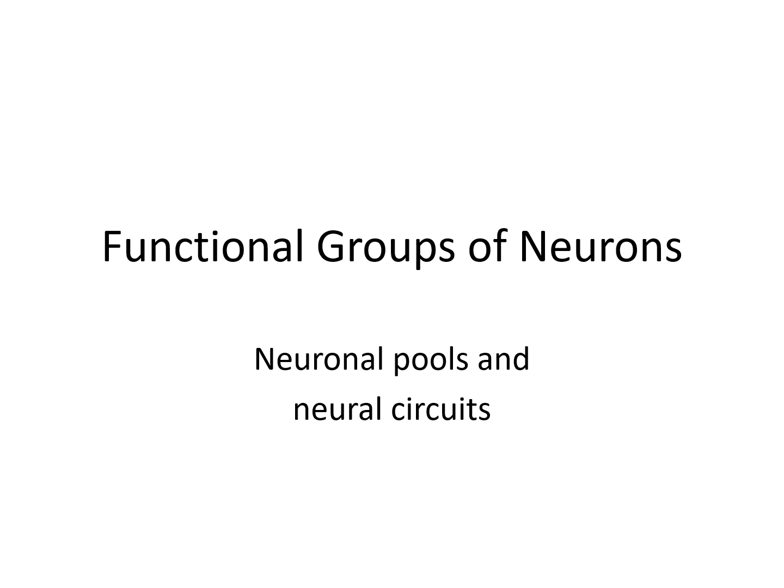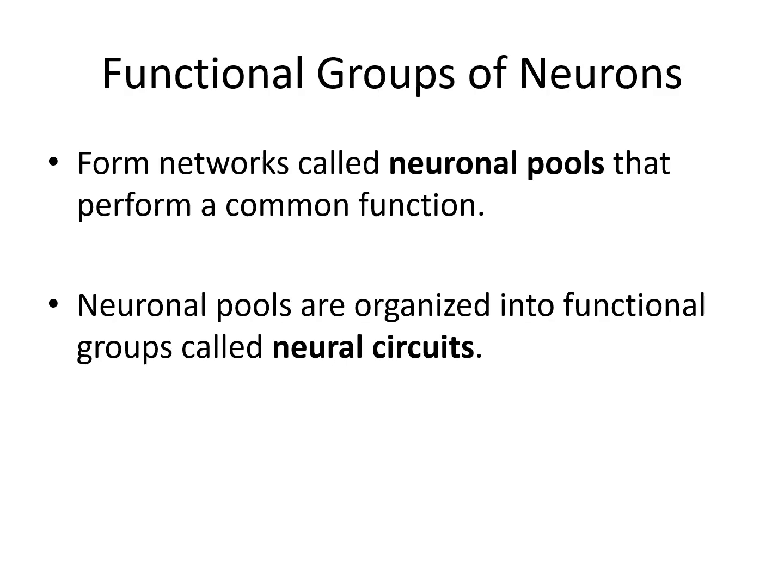Now, to make things even more complicated, we have functional groups of neurons that work together as a network, a neuronal pool or a neural circuit. Okay, so they have a group of neurons that work together for a specific function, and these form networks called neuronal pools that perform a common function. Okay, and these neuronal pools are organized into functional groups called neural circuits.